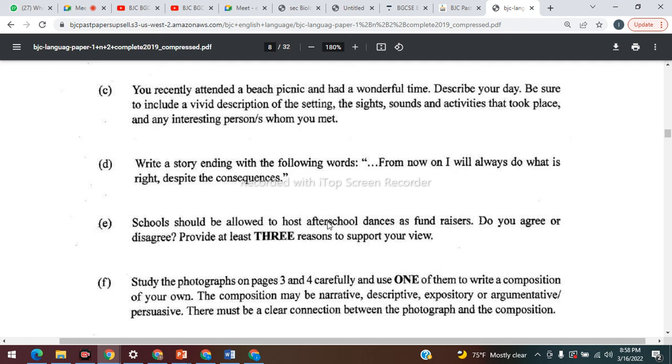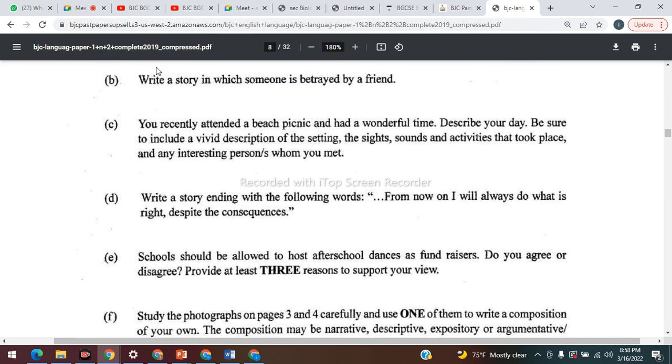This is your essay for BGCSE people. School should be allowed to host after-school dances as fundraisers. Do you agree or disagree? Provide at least 3 reasons to support your view. Okay, so that's your essay to write. 5 paragraphs: introduction, 3 body paragraphs, and conclusion. Neat, please. Now, this is taken from the 2019 paper.